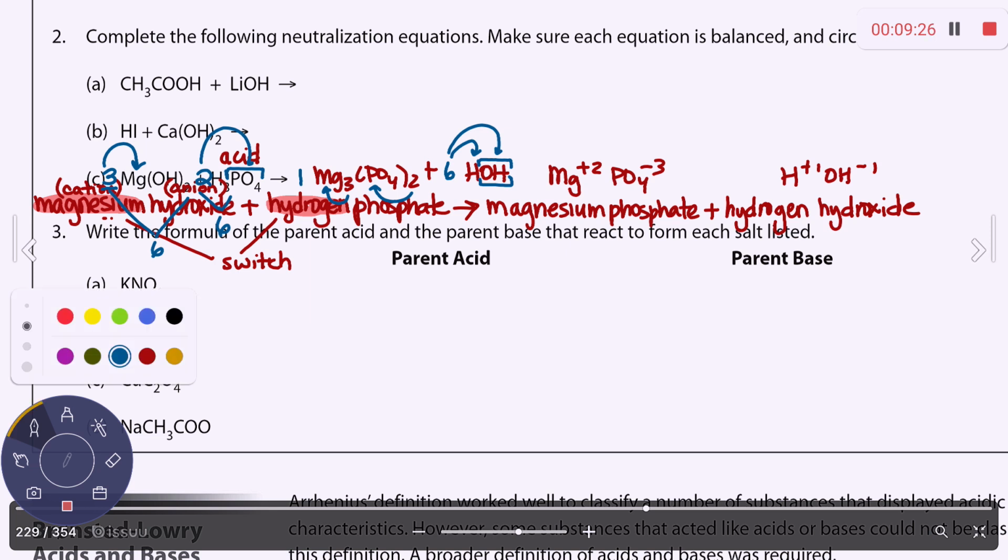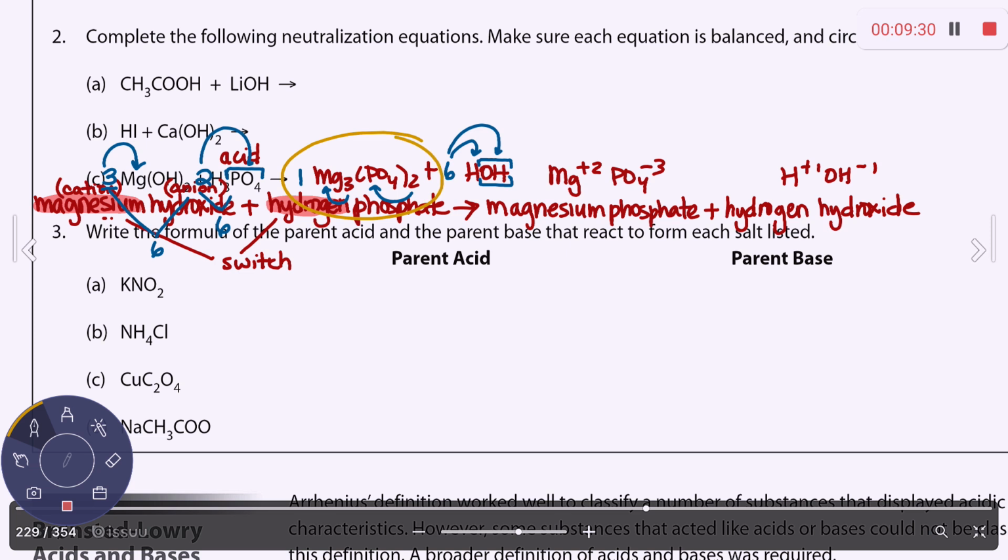They're asking you to identify the salt, right? This would be the salt. It's always going to be on the product side, and the salt contains a metal or the ammonium ion, and magnesium is a metal. That's how you know, okay?